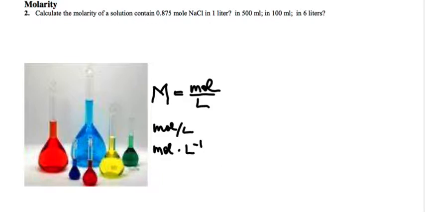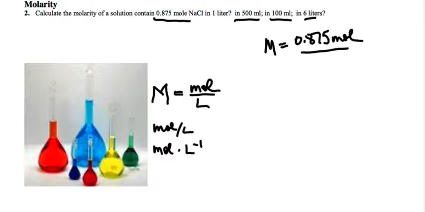All right? So really quick, we're going to go ahead and calculate the molarity of a solution of sodium chloride in 1 liter if we have 0.875 moles in it. And then we're going to just change our volumes and calculate all the different molarities. So what would the molarity be if we had 0.875 moles? What would be the molarity?